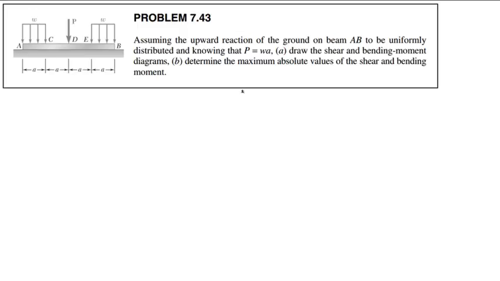Okay. So 7.43: assuming the upward reaction of the ground on WAB to be uniformly distributed and knowing that P equals WA, draw the shear and bending moment diagrams and determine the maximum absolute values of shear and bending moment. So this is an interesting one in that we're going to do a shear and bending moment diagram for something that's supported by the ground in a uniform reaction, and we don't know any numbers. It's all in terms of W and A. Isn't that lovely?